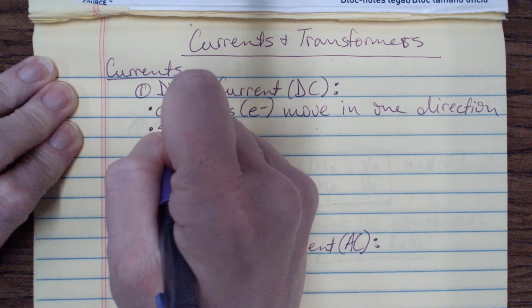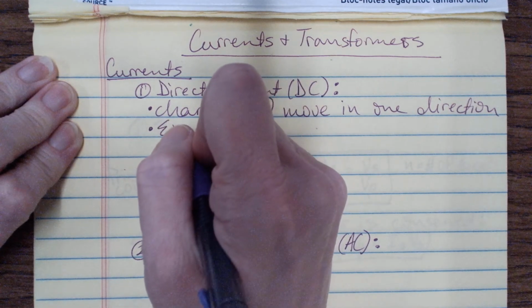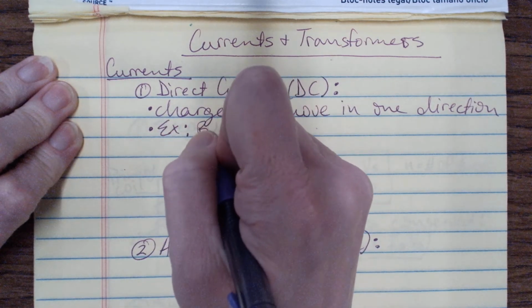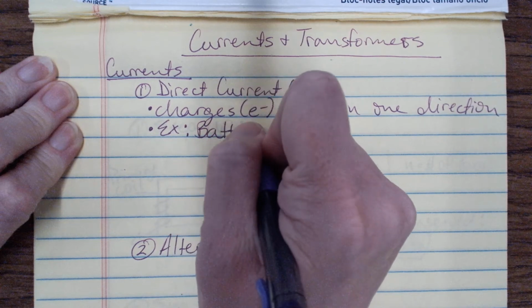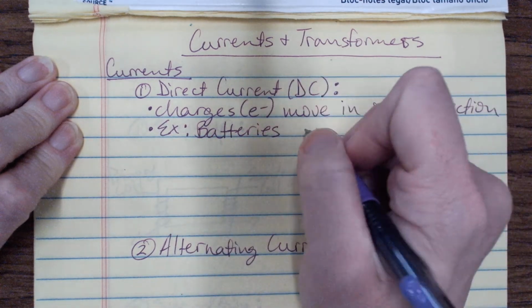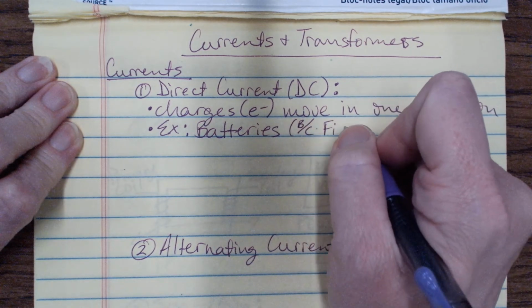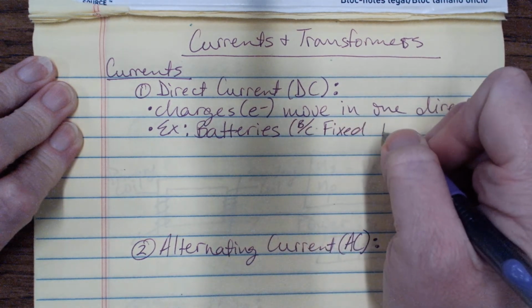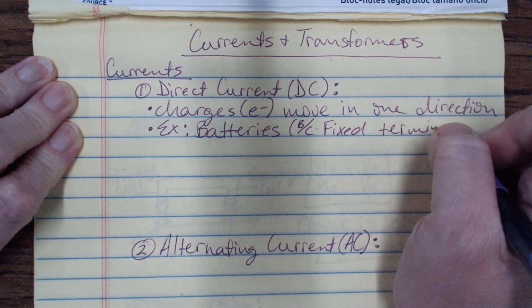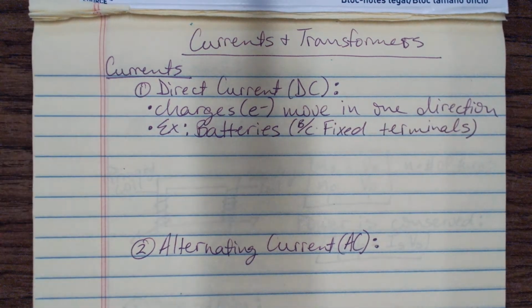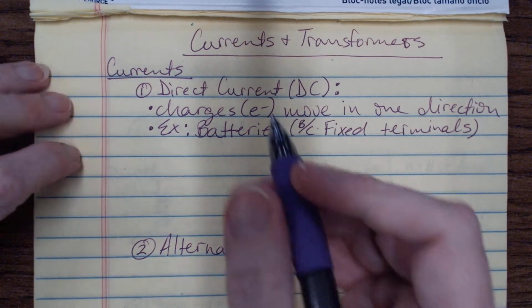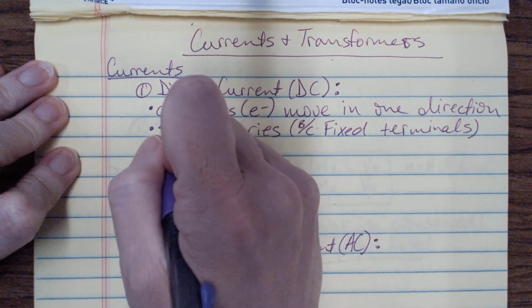An example of a direct current would be really any battery. Okay, and that's because they have fixed terminals. Okay, an anode and a cathode, a positive and a negative, like they have fixed terminals. Okay? Now, there are some disadvantages to this.